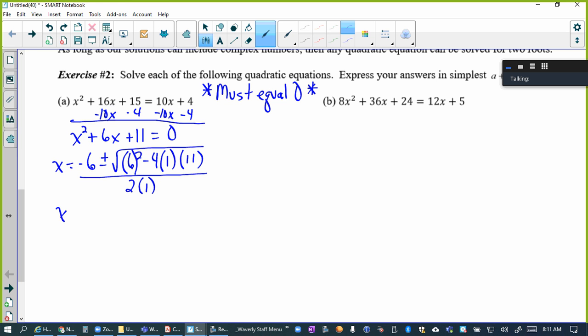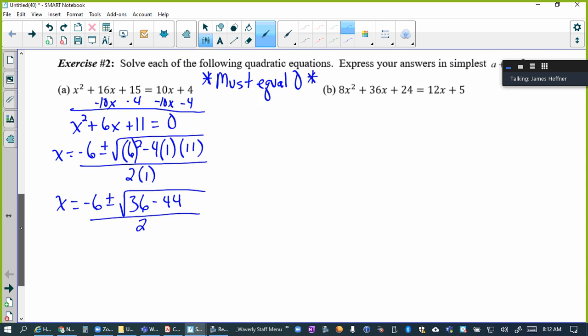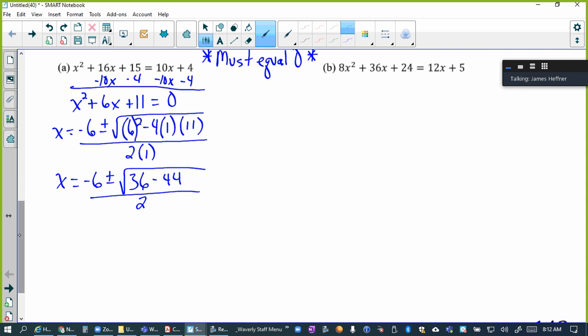Okay, let's simplify this. Negative 6 plus or minus the square root of what? 36. And then minus 44. What's that give us inside the square root? Negative 8. The square root of negative 8, right? All over 2.